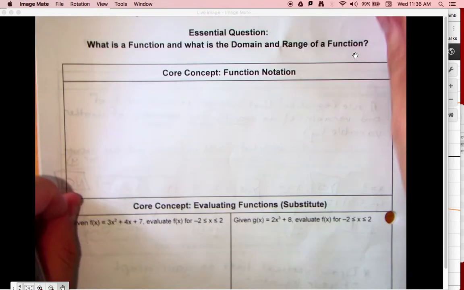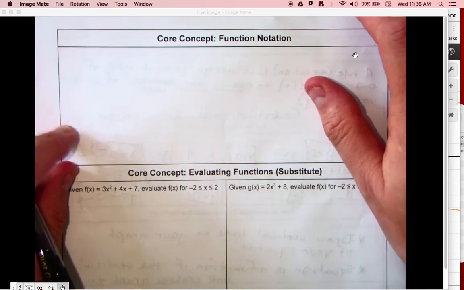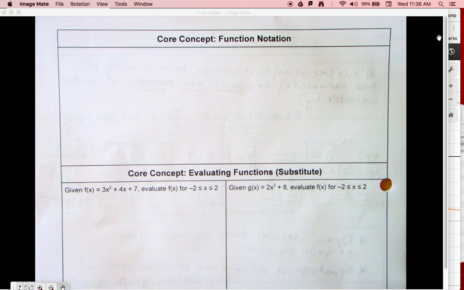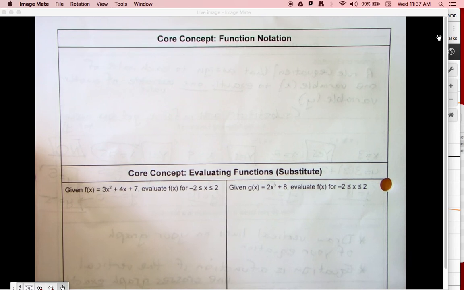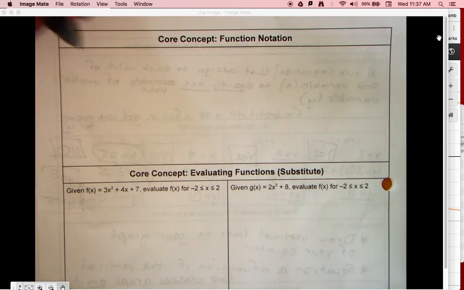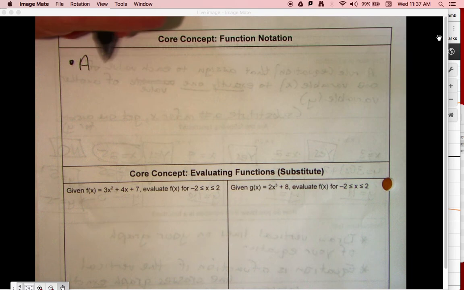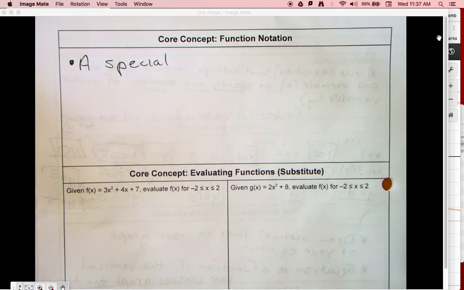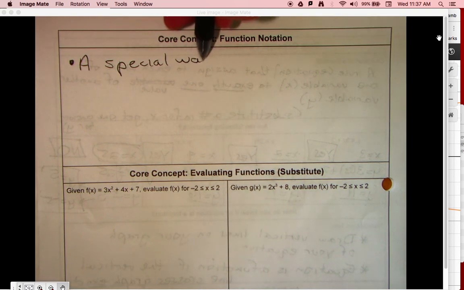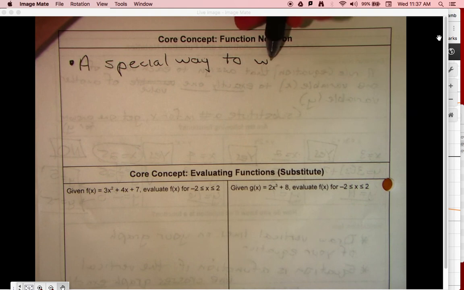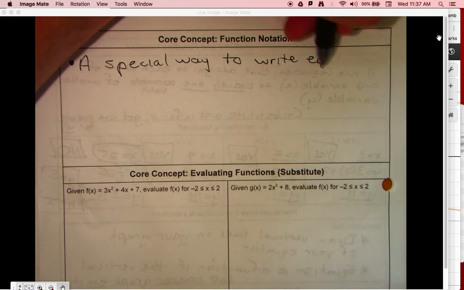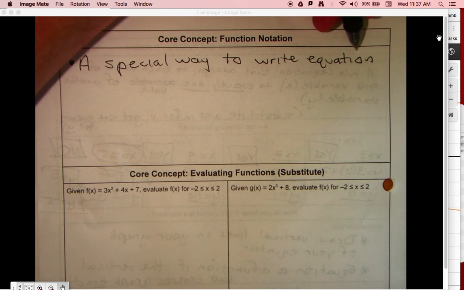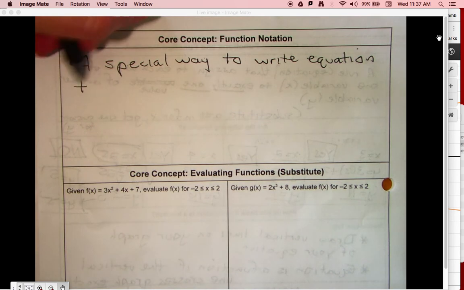Let's talk about some notation. And this is really simple. Notation is just a symbol, a way to mark something, a way to designate something as a function. We're going to say it's a special way, because math is special, isn't it? A special way to write an equation that classifies it as a function.